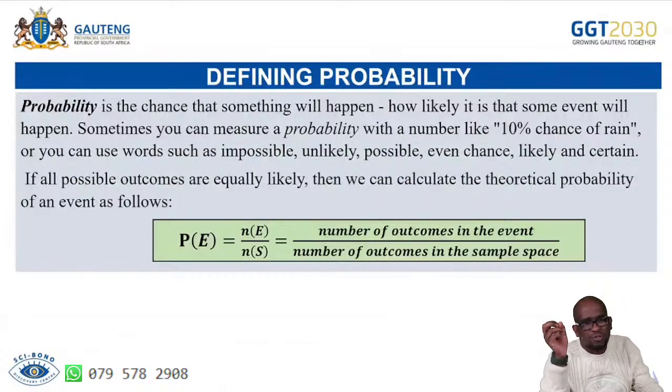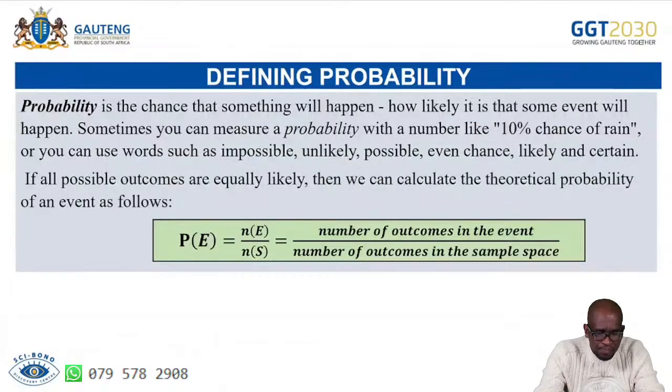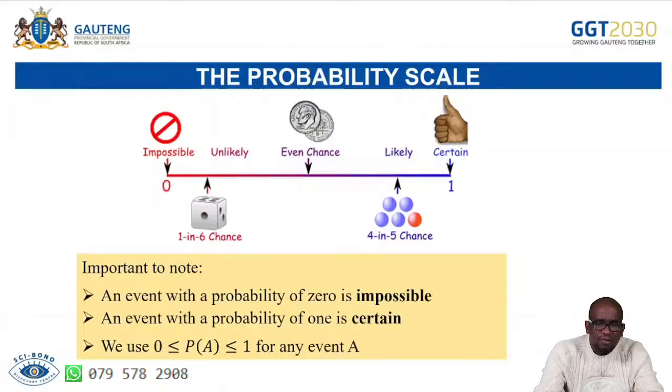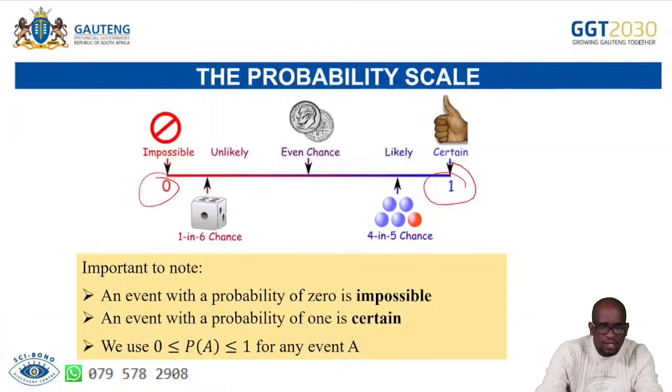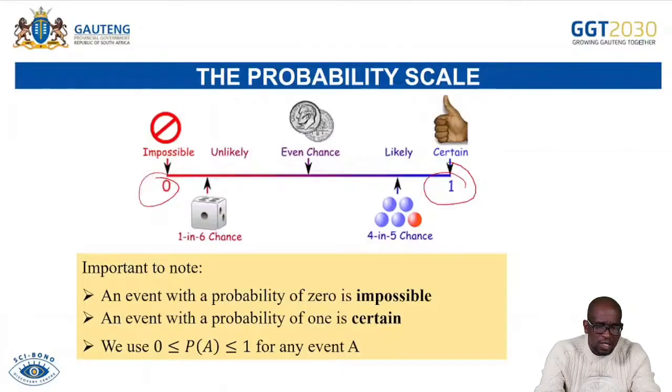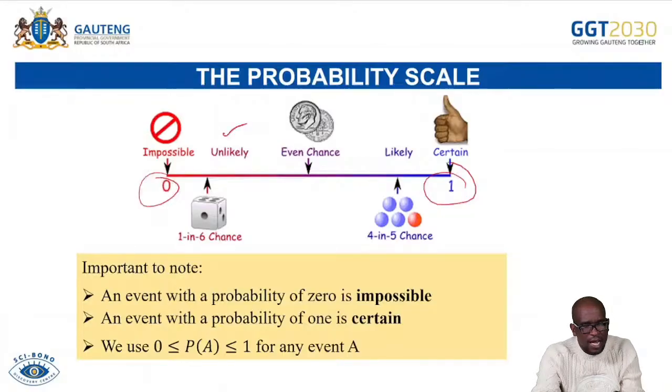But remember, we also have the experimental probability that takes into account issues of relative frequency. All right, let's look at the probability scale. You can see it's a scale from 0 to 1, where 0 represents impossible and the possibility increases as you go to certainty. So you can see here it's unlikely that it would happen, but it's not impossible.